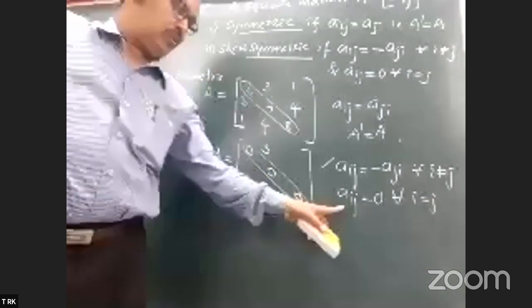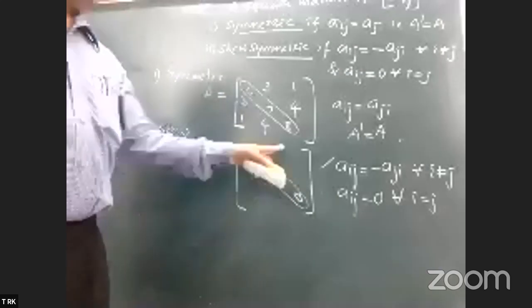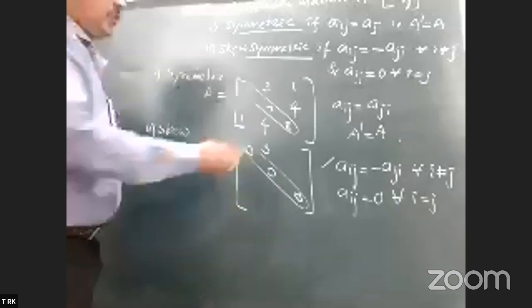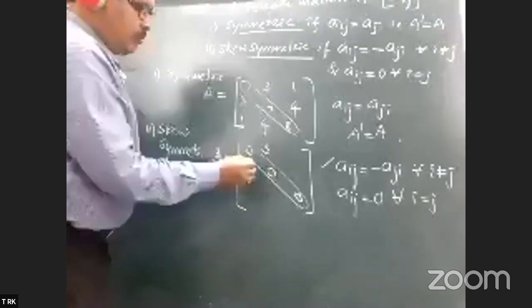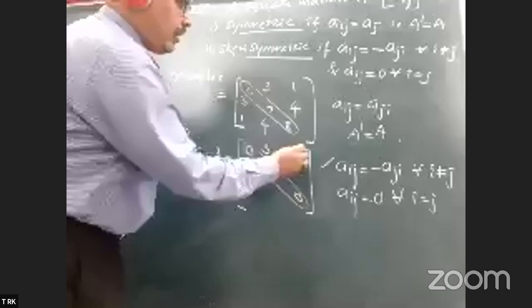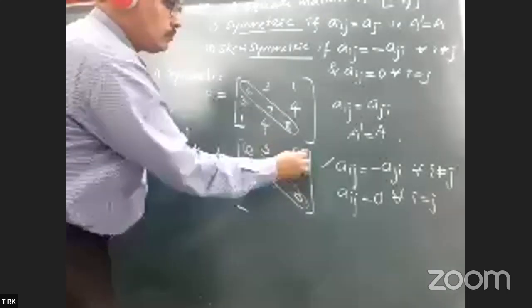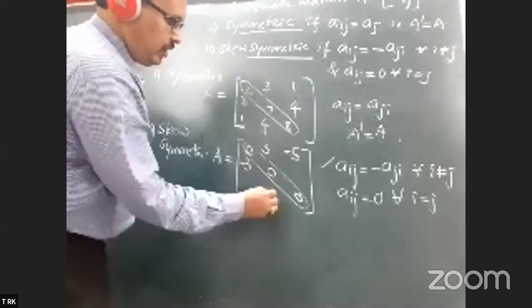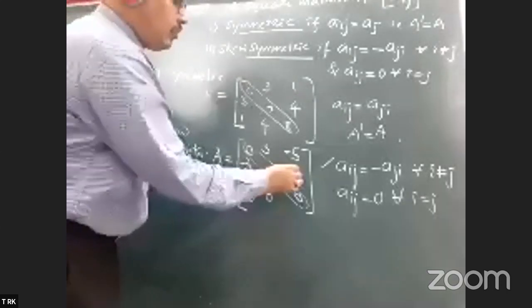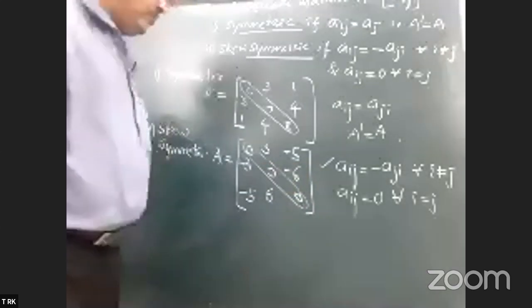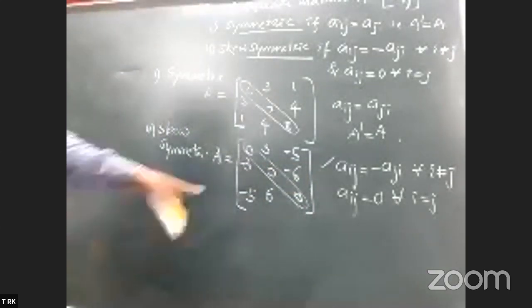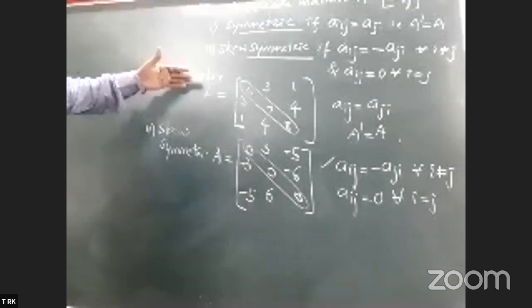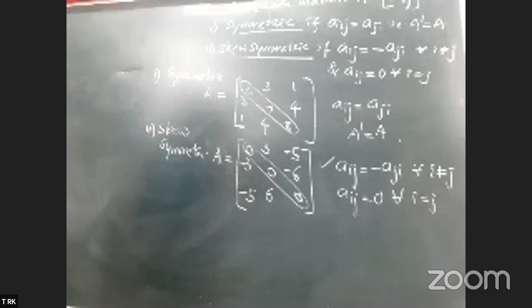All diagonal elements are zeros, and non-diagonal elements on either side of this are of opposite sign. If it is 3, then I must get minus 3. If it is minus 5, then we must have 5 here. If it is 6, then we must have minus 6. So these two are examples for symmetric and skew symmetric matrices.